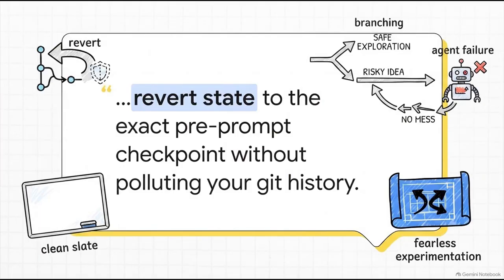I absolutely love this quote from the documentation because it hits the nail on the head. You can revert state to the exact pre-prompt checkpoint without polluting your Git history. That is massive. You gain the absolute power of speculative design. You can fork branches and try out massive, destructive architectural ideas with total confidence. If the agent fails, there's literally no trace of the mess. No messy revert commits, no complex Git bisects, just a clean slate and fearless experimentation.